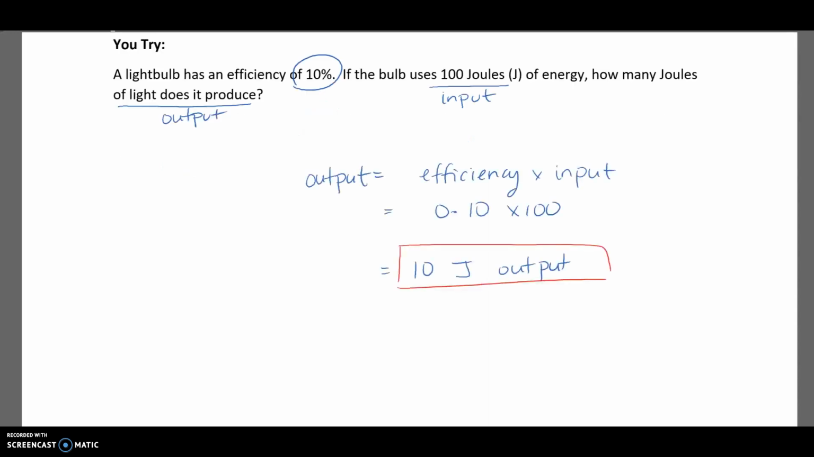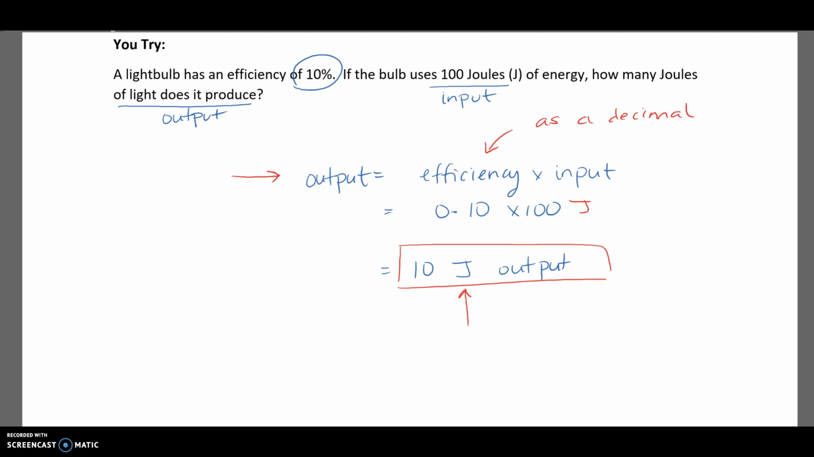Rearranging this equation is just like rearranging the percent equation. The output is just like solving for the part. So to find the output, we take the efficiency, remembering that it needs to be as a decimal. We convert from the percent form, and we multiply by the input. When we do this, 0.1 times 100 joules, the units for the output will be the same as the units for the input, so we get 10 joules of energy as our output.